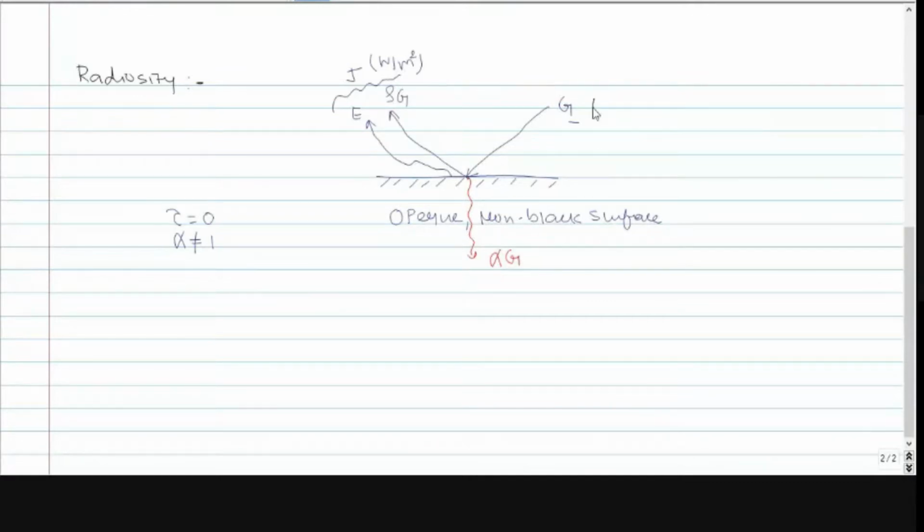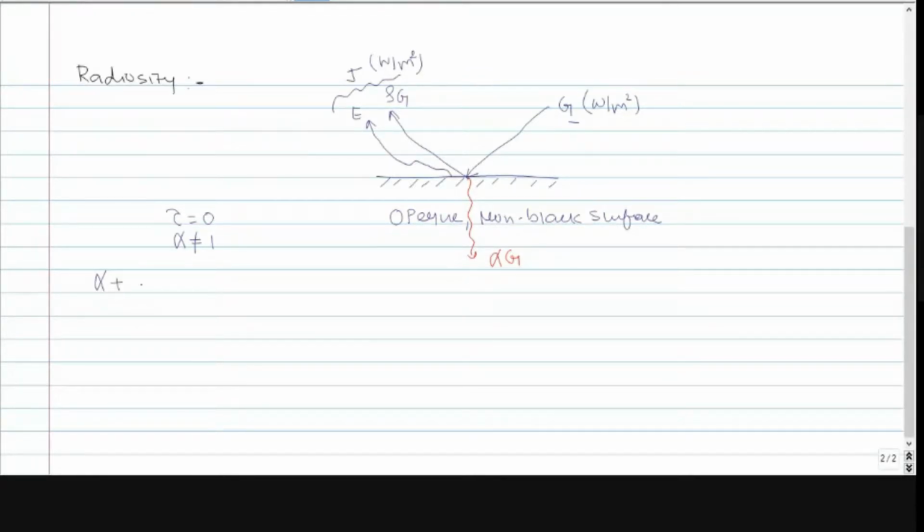The same unit, watt per meter square, is there for the irradiation. Irradiation is the total amount of energy incident on the surface per unit time per unit area. So now I think the definition of radiosity is clear in your mind. Now we are going for some mathematical interpretation of this concept.